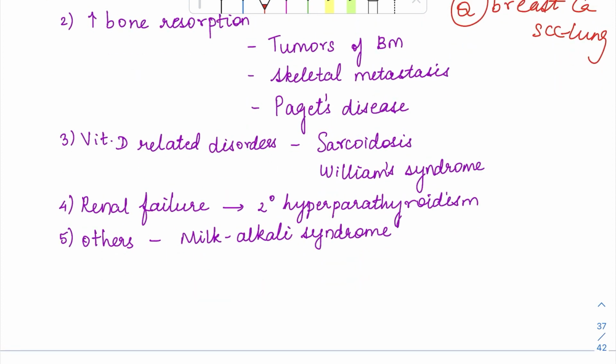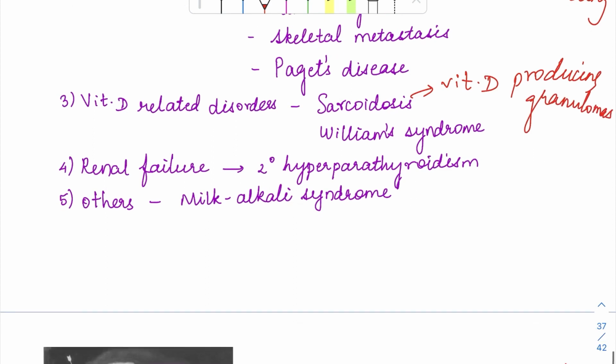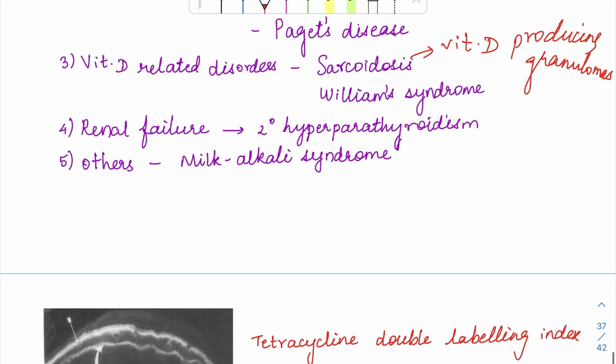Then some vitamin D related disorders like sarcoidosis. In sarcoidosis, there are going to be vitamin D producing granulomas. So remember, in sarcoid, the granulomas produce vitamin D, and that can result in hypercalcemia. Then in renal failure, there is going to be phosphate retention that will result in secondary hyperparathyroidism.